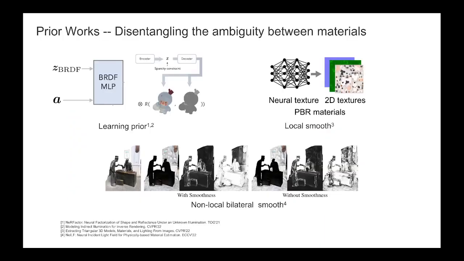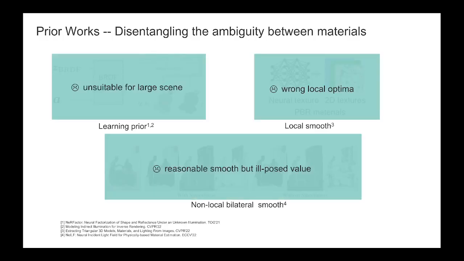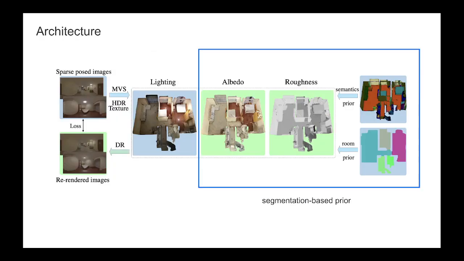The second challenge is how to disentangle the ambiguity between materials from sparse view images. The learning prior successfully provides a nice constraint for the object-centric scene, but fails to generalize to large scenes. The local smooth term and bilateral smooth term only constrain smoothness, but the actual value is not constrained. In our method, we introduce a segmentation-based 3-stage material optimization strategy to explicitly recover physically reasonable materials.